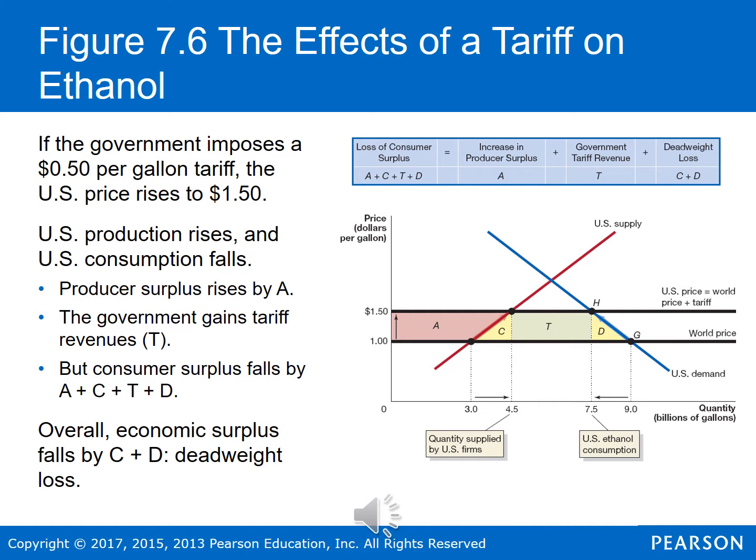So what happens? Producer surplus rises by the area A. The government gains the revenue of the tariff, the tariff times the foreign consumption, so that'll be area T. But consumer surplus is going to fall by the areas A, C, T, and D. All of that is lost to consumers because we now have this higher price. C and D are going to be deadweight loss. While A is captured by the U.S. ethanol producing firms and the tariff T is captured by the U.S. government, C and D are lost because these transactions are never taking place.